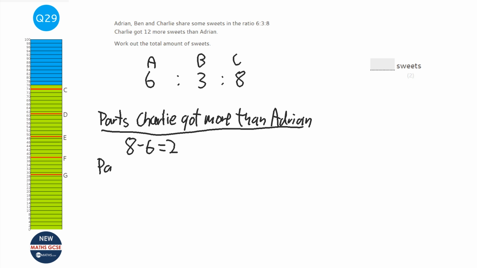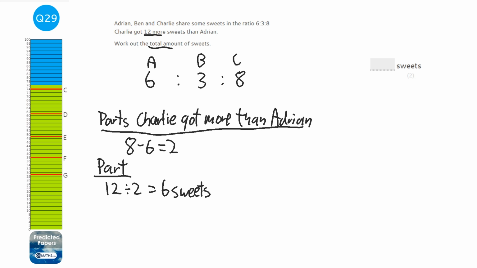And so let's have a look and see what 1 part is worth. So those 2 parts equates to 12 more sweets. So we do 12 divided by 2, 6. So each part is worth 6 sweets.